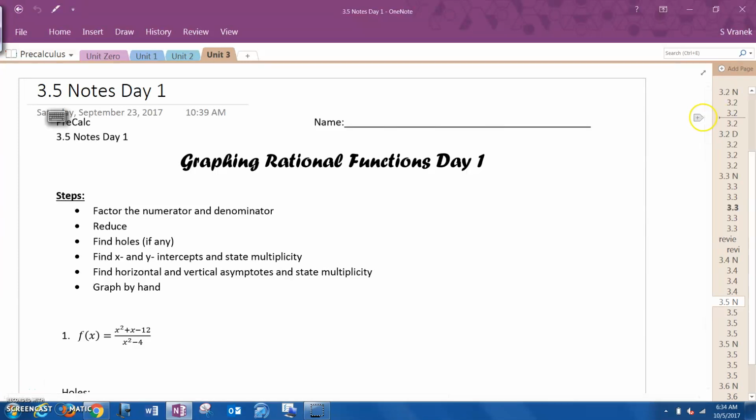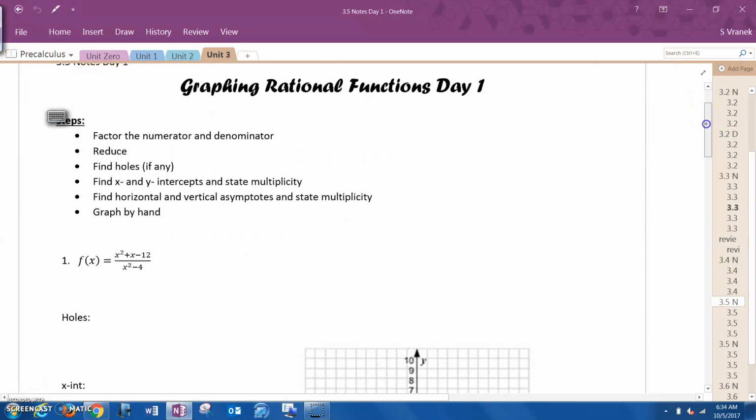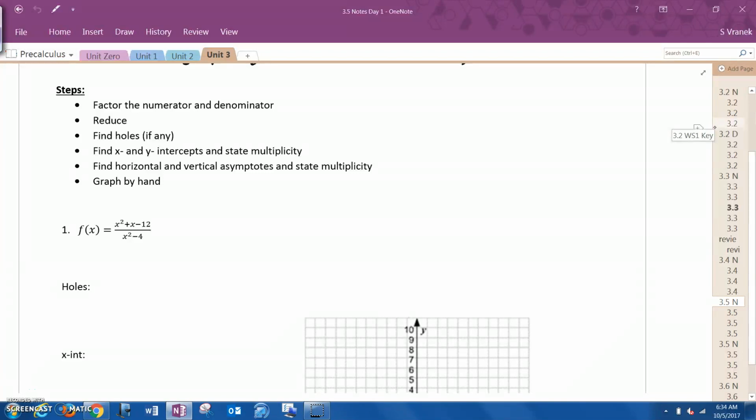All right, class, today we're going to graph rational functions. We're going to do this for 2 days. Again, the steps you want to go through: factor the numerator and denominator, and reduce. If something does reduce out a factor, that means you have a hole. If not, then you have to move on and find the x and y intercepts and their multiplicity.